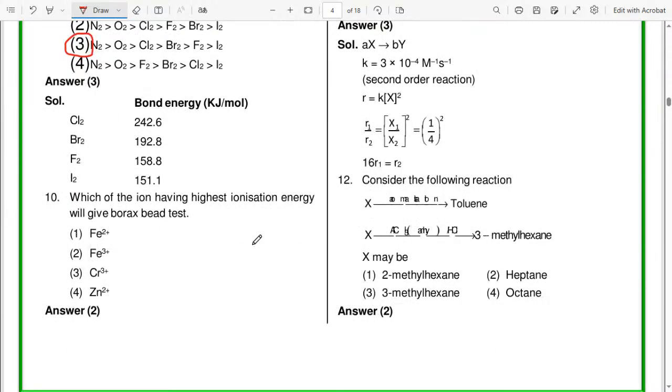Next question number 10. Which of the ions having highest ionization energy will give borax bead test? What is it going to give? Yes, iron 3 plus. It is going to give borax bead test.